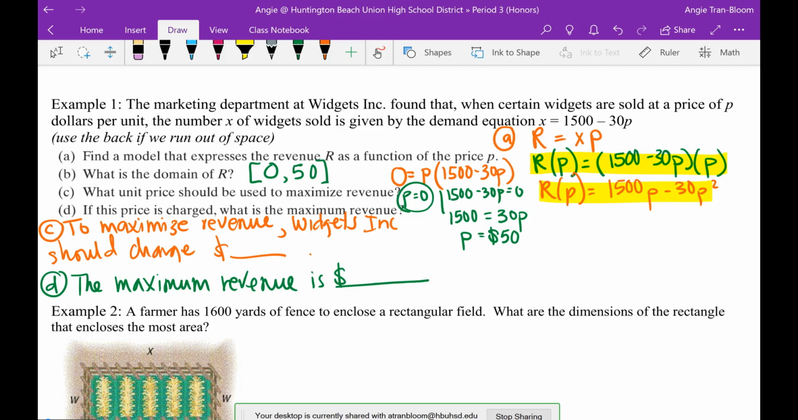Okay, C. Amber, what did you get? I got 25. $25? Okay. D for dog. Trey, what did you get? I got $18,750. Okay, perfect. Anyone has something different?